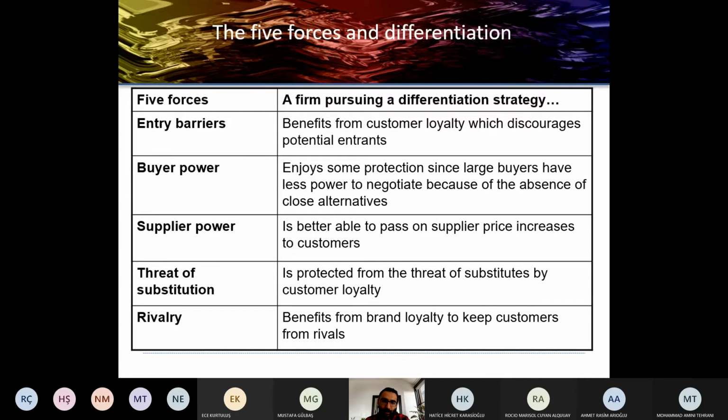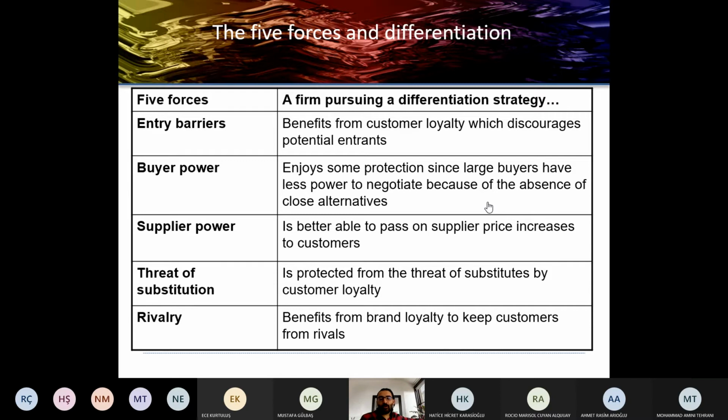Again, when we think about the five forces, you can create entry barriers because of your customer loyalty. Your buyers generally have less power to negotiate because there are fewer alternatives, because it's hard to imitate your differentiated products. You are better able to pass on supplier price increases to customers. For example, when the supplier increases the prices, right? Because their customers are not sensitive to the prices.